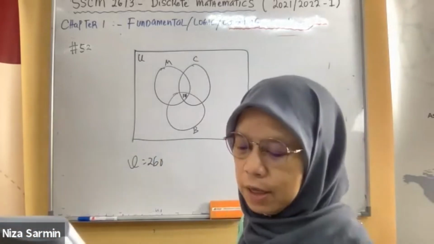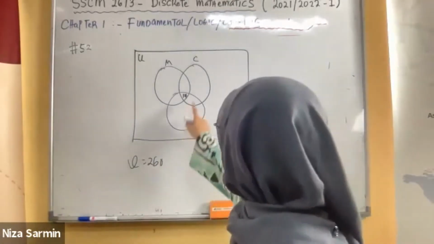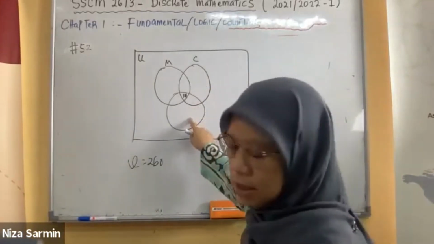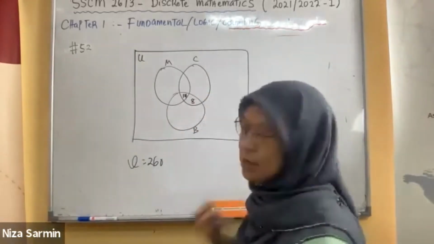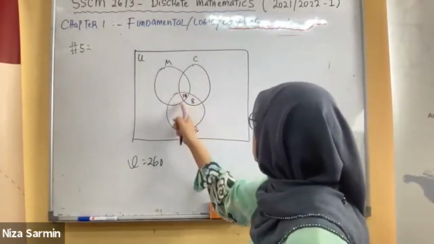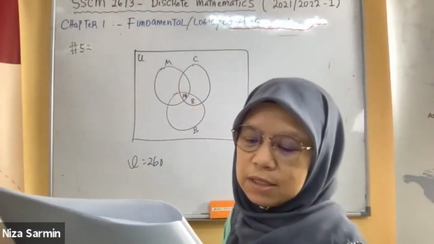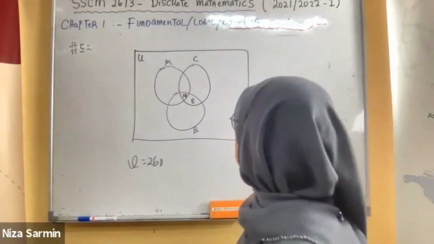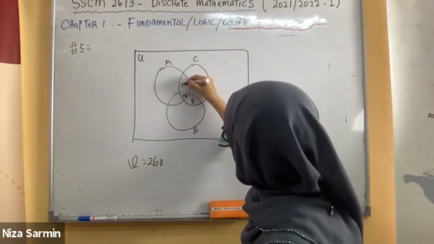Okay, and then 22 had taken computer science and business. Computer science and business, 22. So 8 left, right? That's already 14. 26, mathematics and computer science. So 26, 12, right?